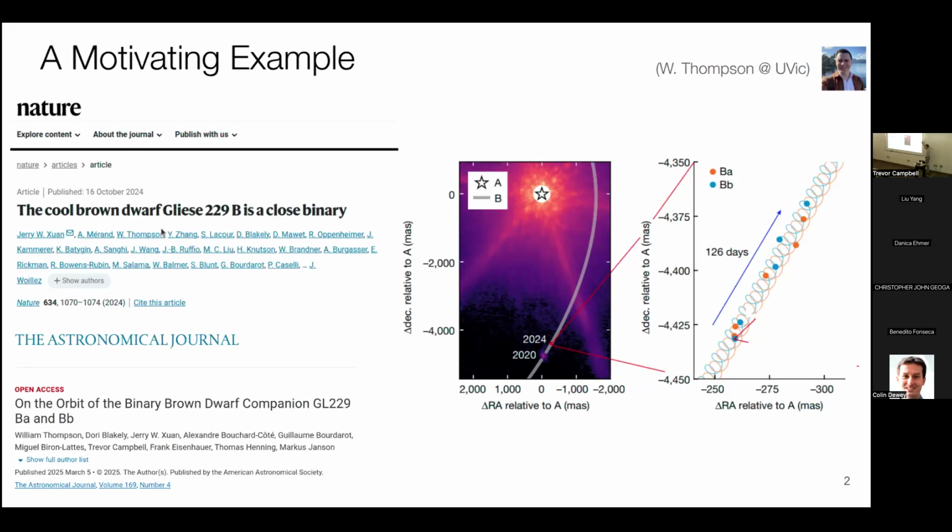How did they resolve this one brown dwarf into two brown dwarfs? I mean, this system is, I think, 13 or 20 light years away, something like that, so it's quite far. And it turns out we have their methodology published in the Astronomical Journal quite recently, and it's based on the software that I'm going to tell you about today.